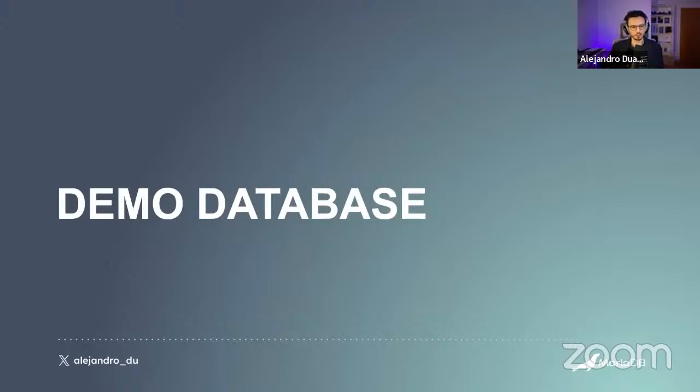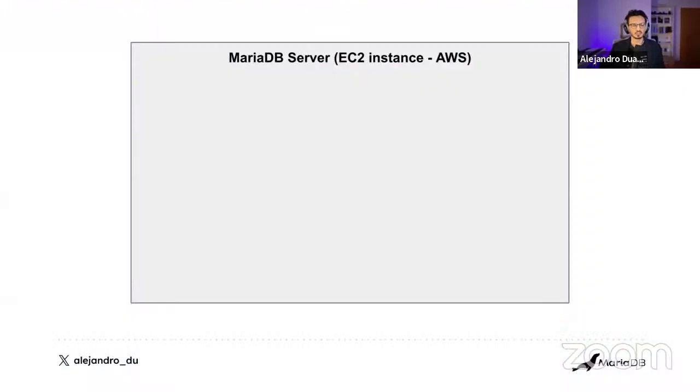I'm going to show you what I prepared for this demo. At first, I went to Amazon Web Services and created an EC2 instance. This is simply a computer somewhere, right? This is in the cloud. The cloud is just somebody else's computer. So I got a computer somewhere, it has Linux, and then I installed there.